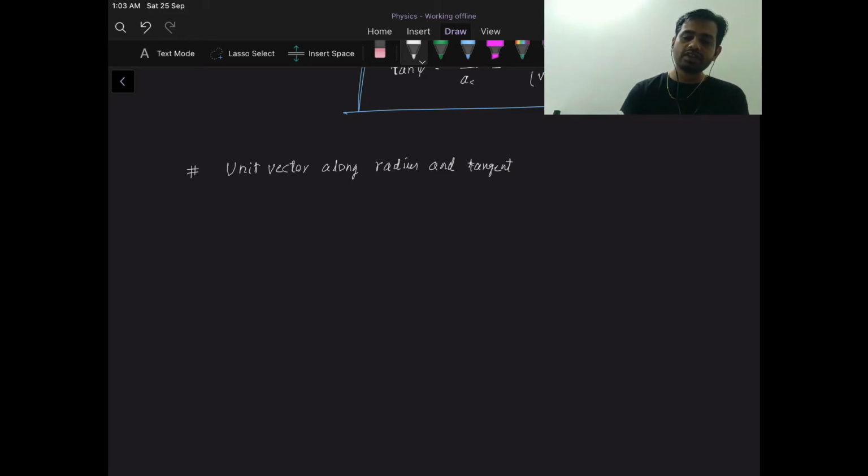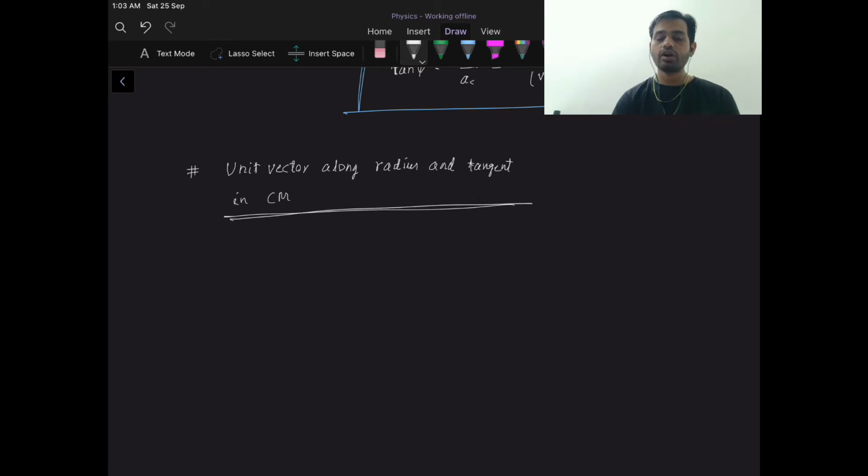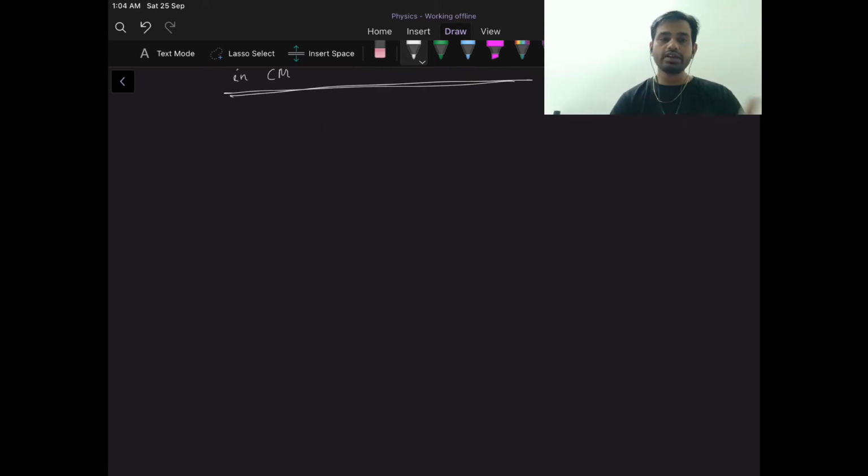Tangent, in which case in circular motion. So how to find this? Let us try to make a circle with unit radius. Let us assume that this is a circle of unit radius. What will be the unit vector along the radius? The unit vector along the radius will be something like this or like this.